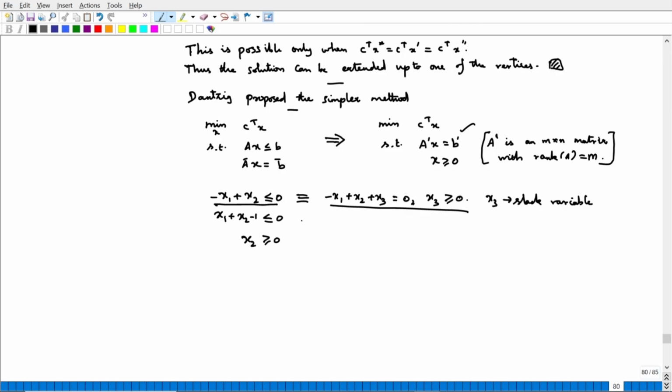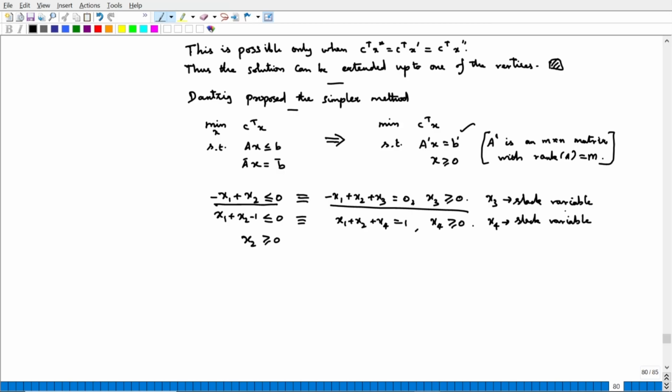Similarly, here this will be equivalent to x1 plus x2 plus x4 minus 1 equal to 0, or equal to 1, both are the same. I am just going to add a slack variable here, and of course x4 has to be non negative. It is the same technique. If x1 plus x2 is less than or equal to 1, you add a non negative slack variable and you can make it equal to 1. Both of these constraints are equivalent, and just that x4 is now a slack variable.